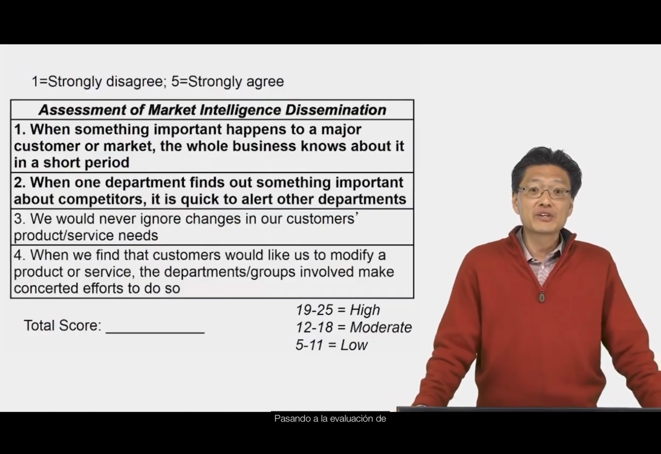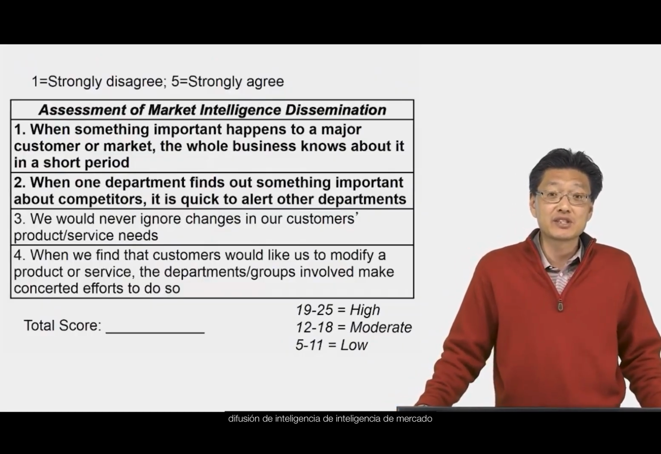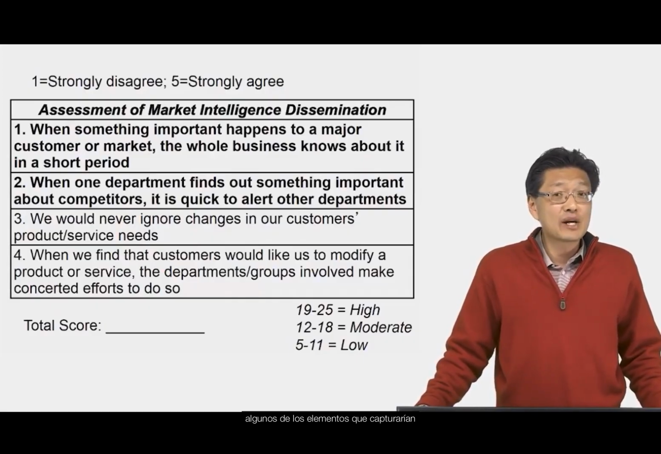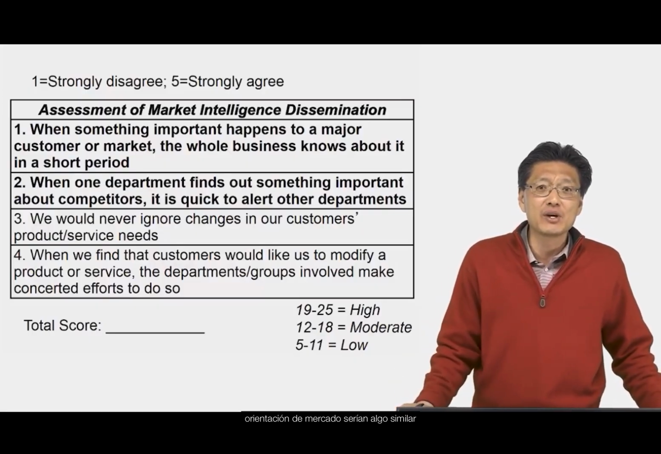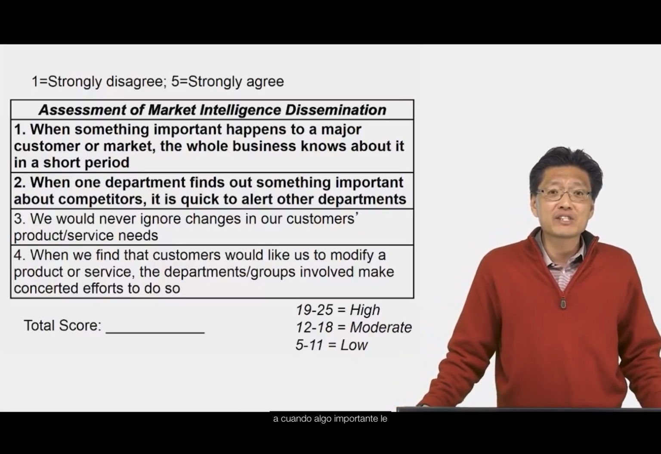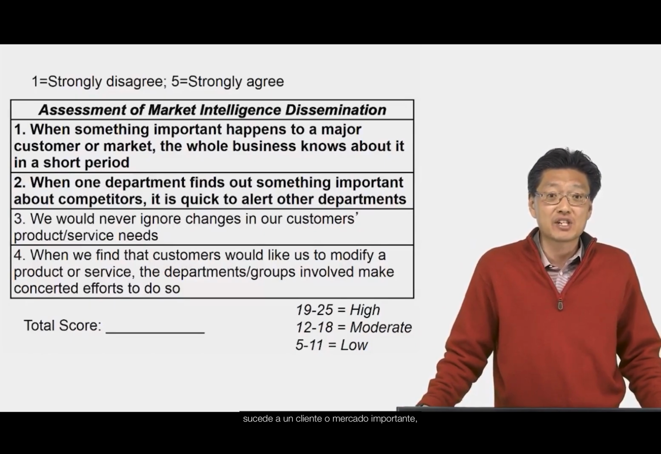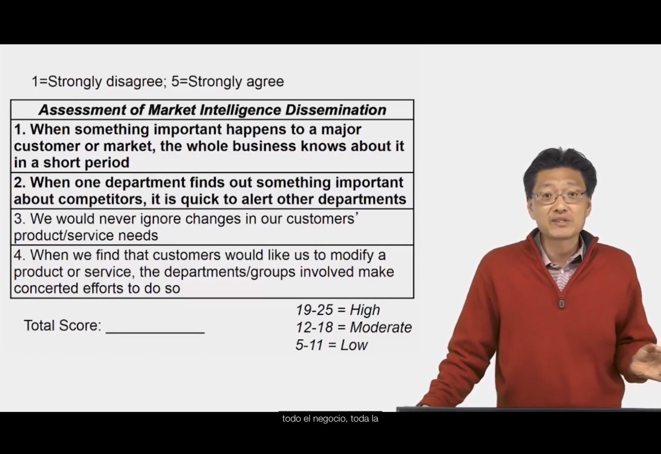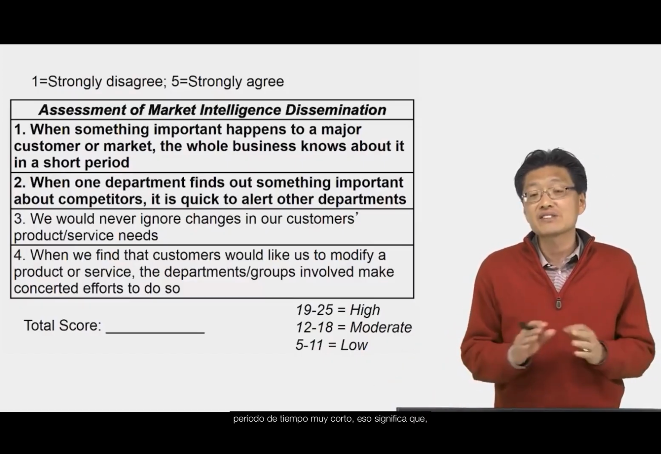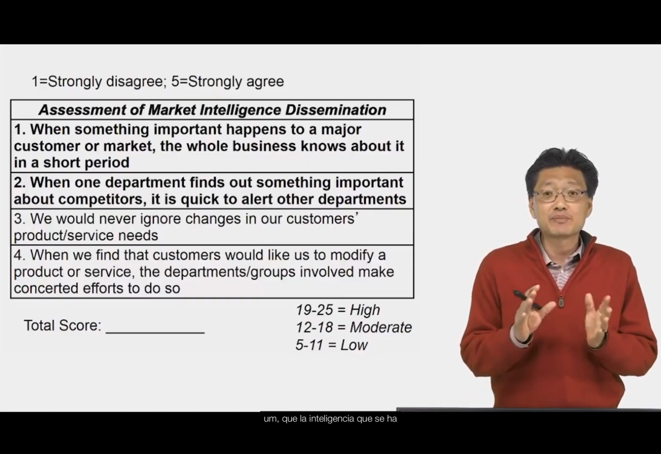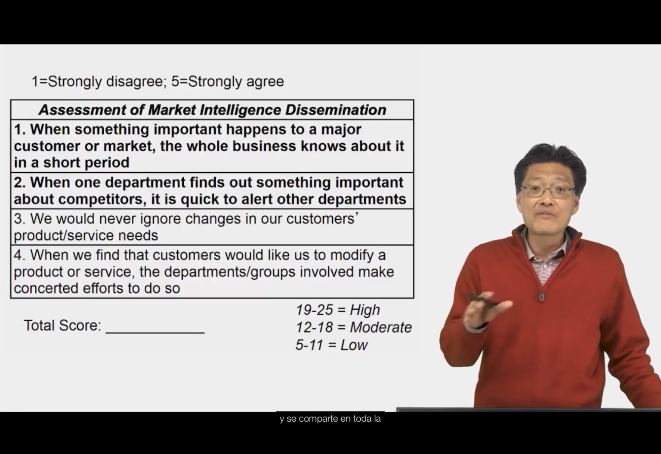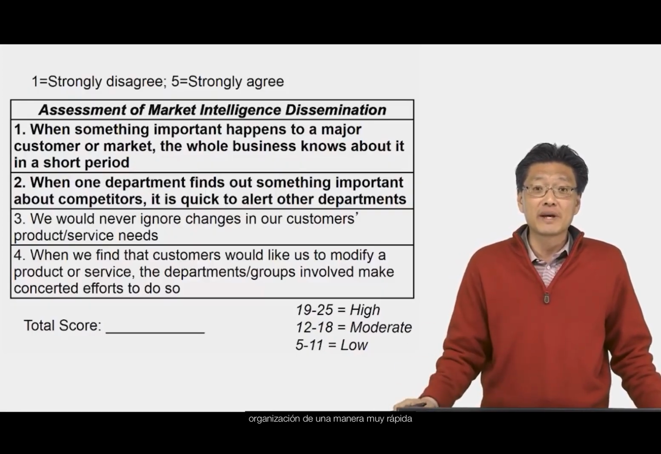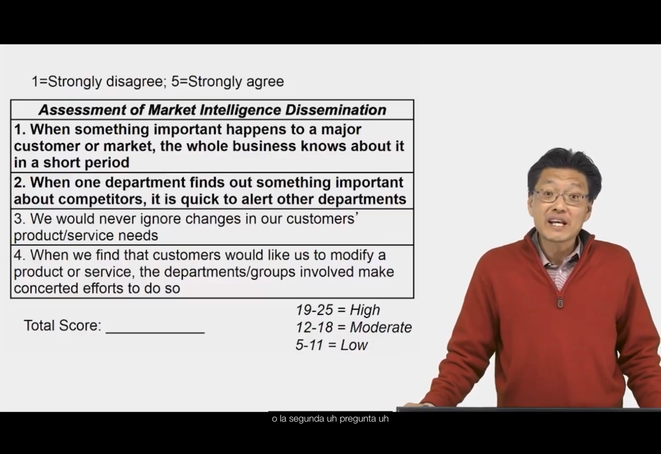Moving on to assessment of market intelligence dissemination, some of the items that would capture this dissemination aspect of market orientation would be something along the lines of, when something important happens to a major customer or market, the whole business, the whole organization knows about it in a very short period of time. That means that intelligence that's been generated is dispersed, communicated, and shared throughout the organization in a very quick manner.